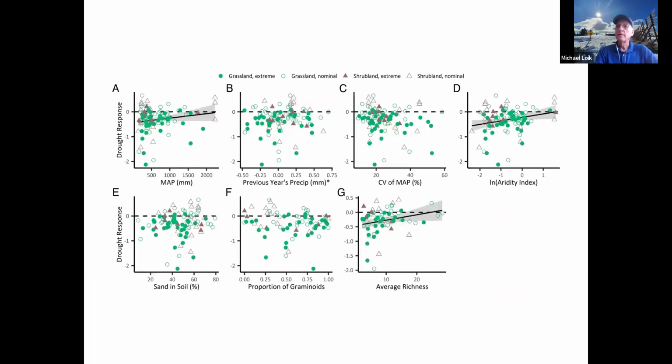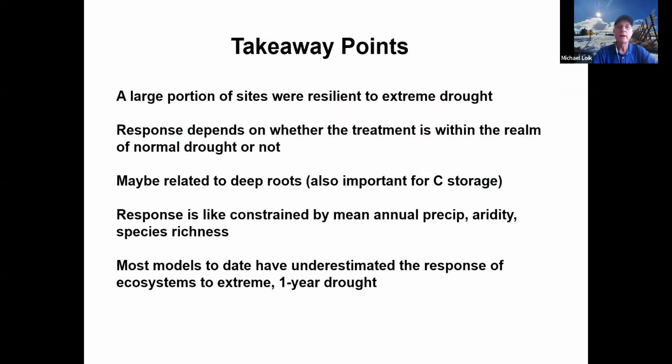And co-occurring with some of these controls were the effects of mean annual precipitation, panel A, the aridity index, panel D, and species richness, panel G. But notice that these results were unaffected by the coefficient of variation of mean annual rainfall, the variability. Previous year's precipitation didn't have an effect. Neither did the amount of sand in the soil and the drainage that results, or the amount of grasses in the communities. None of those things had an impact.